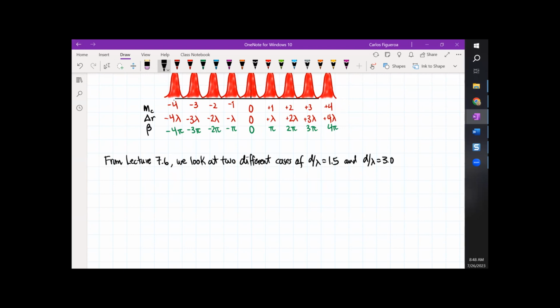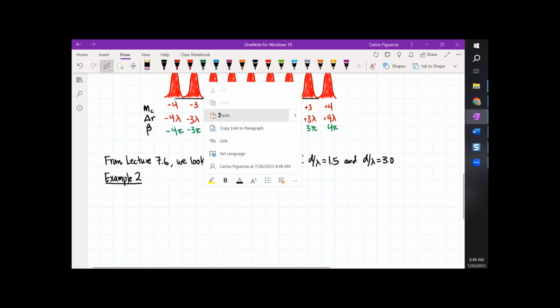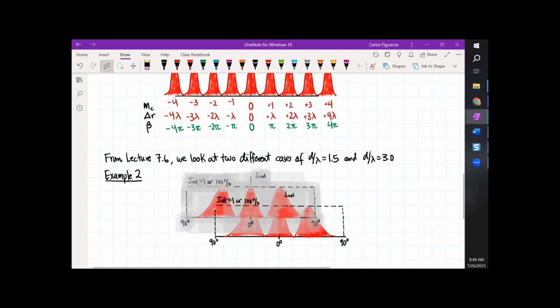So what I want to do here is that I want to copy that. So let me go copy this intensity pattern that we had, and then bring it into this sheet here. So this here is, I think I called this example 2. The reason why I'm doing example 2 is just because it's 1.5. Then the next one is 3, which is a little bit higher. So now let's go look at this. Here's our intensity function right there.